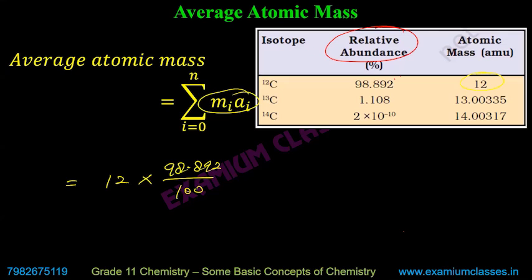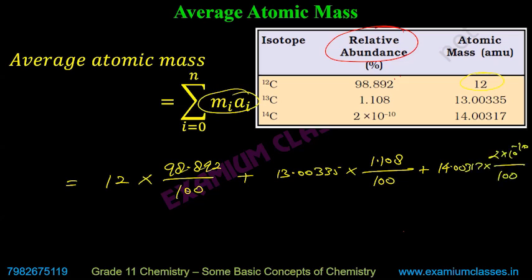You know that in mathematics, percentages are not directly calculated. They are converted to fractions. Then the second one, 13.00335 into its abundance 1.108% divided by 100. Now it became a fraction. Then again M3 is 14.00317 and its abundance 2 into 10 to the power minus 10 divided by 100. Whatever value you get, that is the average atomic mass.